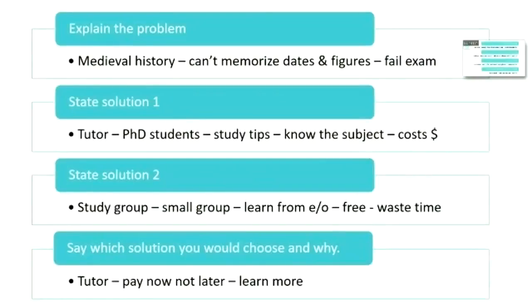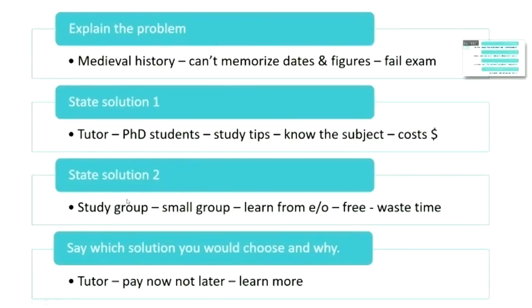Okay, here's my sample structure. So explain the problem, medieval history, can't memorize dates, figures, fail exam. First solution is tutor, PhD students, study tips, know the subject, costs money. So all of these are the details related to this solution.